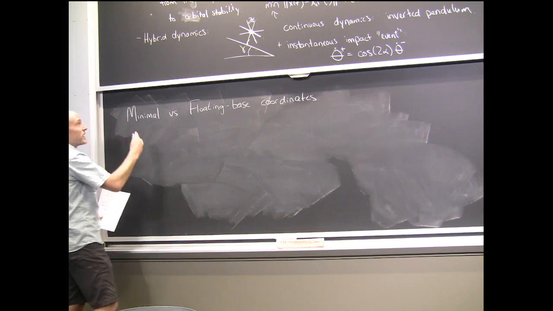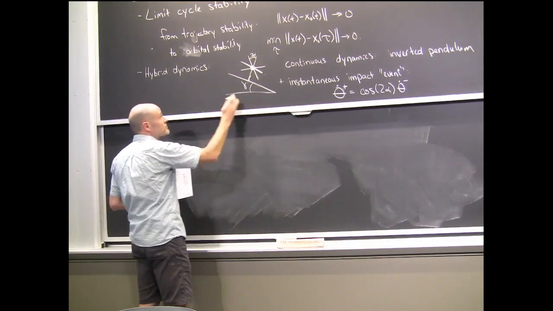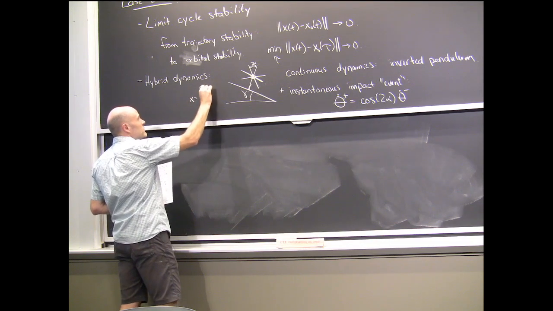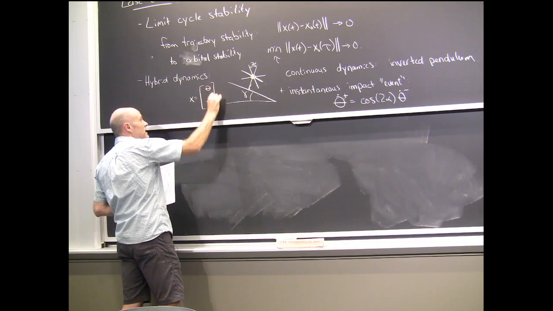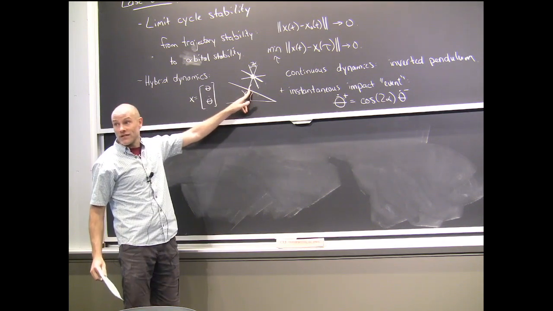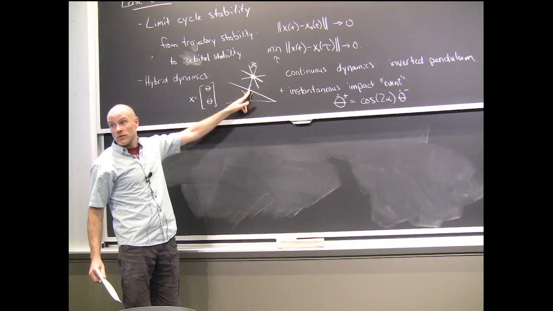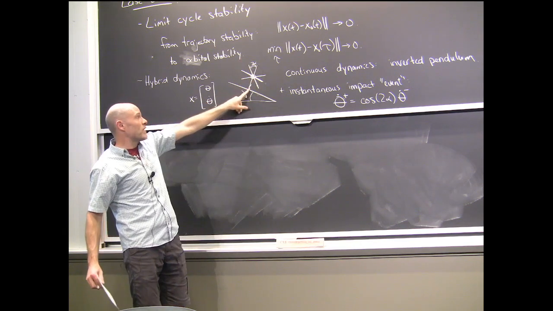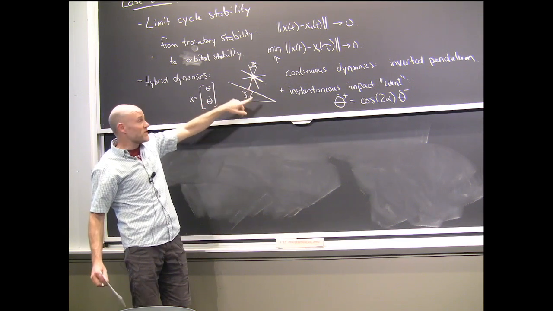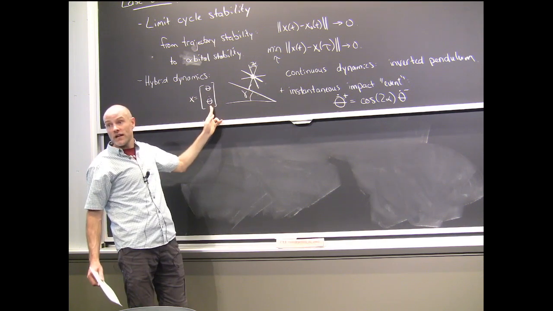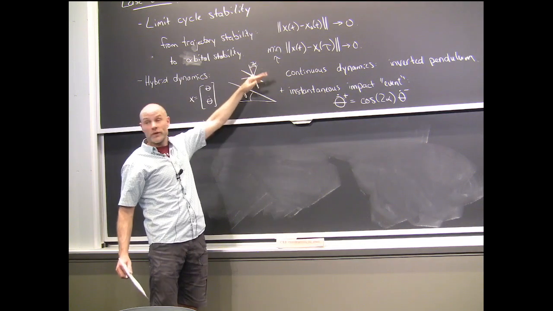When I made my rimless wheel here, I said that the state of that system was completely described by theta and theta dot, which I did because I added a constraint that this foot was on the ground with a pin joint. That took all of the potential degrees of freedom of my robot and solved them away by putting a constraint here. Not only that, I solved for the constraint, so I wrote everything just in terms of theta and theta dot. So I made this a 1 degree of freedom system.